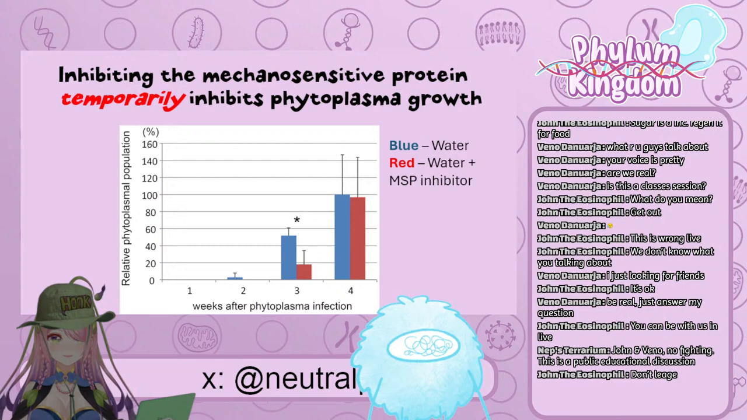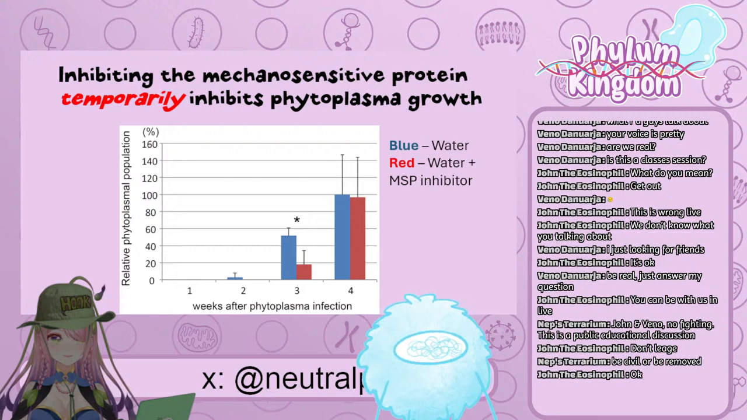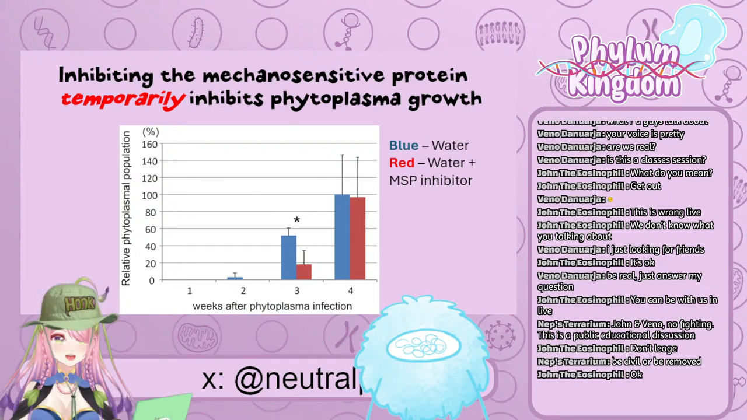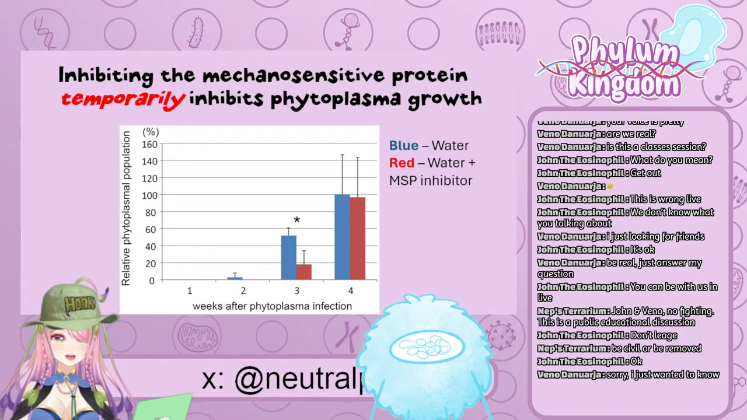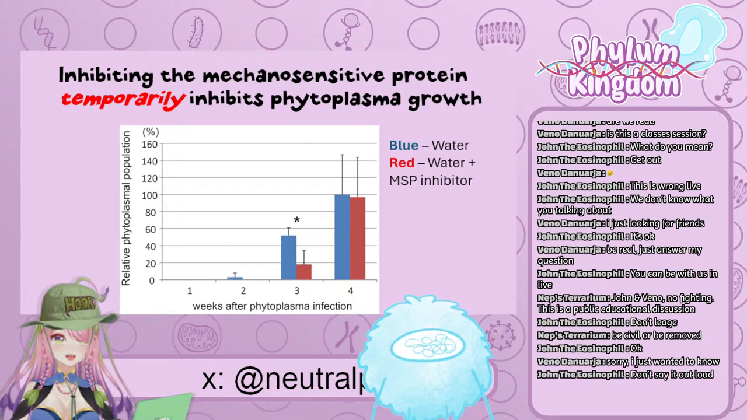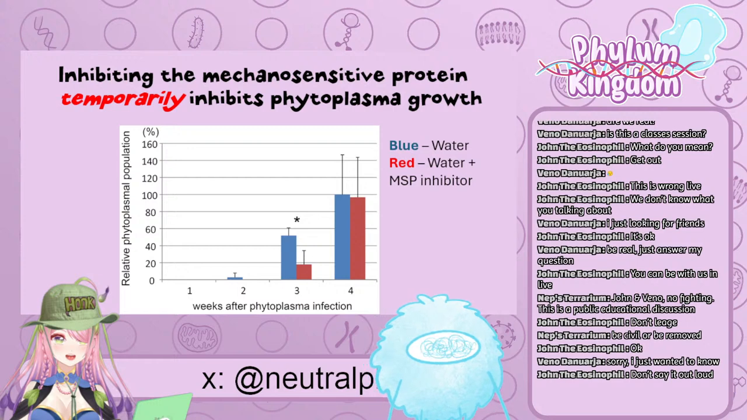So here's the thing about the data from this experiment. The third week here is a temporary effect. In week three, we see in red that when you stop the membrane channel activity, you get a big inhibition of phytoplasma growth. But by week four, that seems to normalize, which is quite interesting.